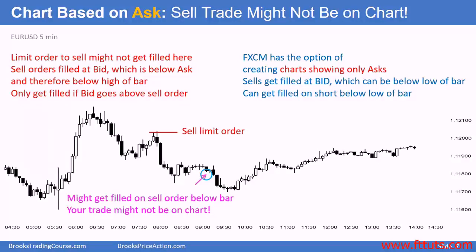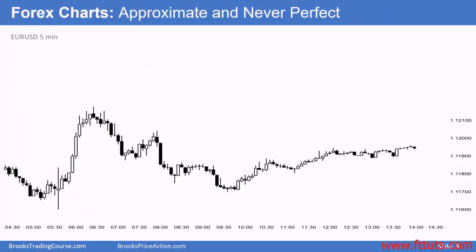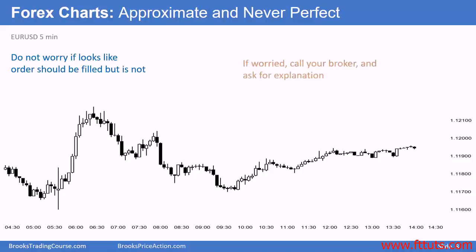That's just something you have to deal with when you're trading with Forex markets, especially if you're a scalper where every little pip matters. You should just assume that the charts are approximate and never perfect. Don't worry if it looks like your order should be filled and it's not filled. If you're worried and you really think you should have been filled, you can call your broker. Chances are your broker will do nothing. And they'll say, if you read the fine print when you signed up for your account, they are on a not held basis. Anything that goes wrong, it's your problem.